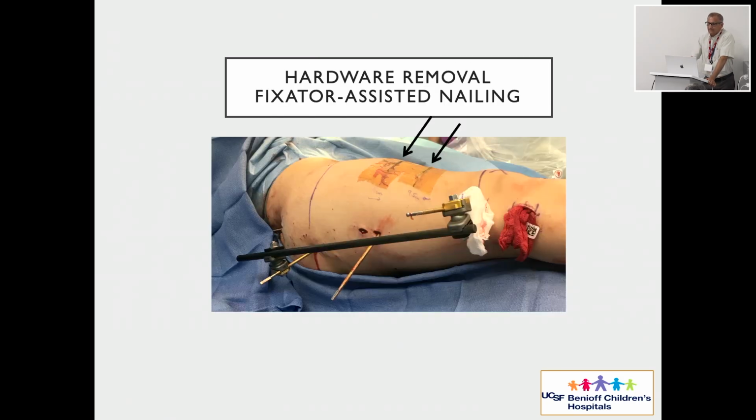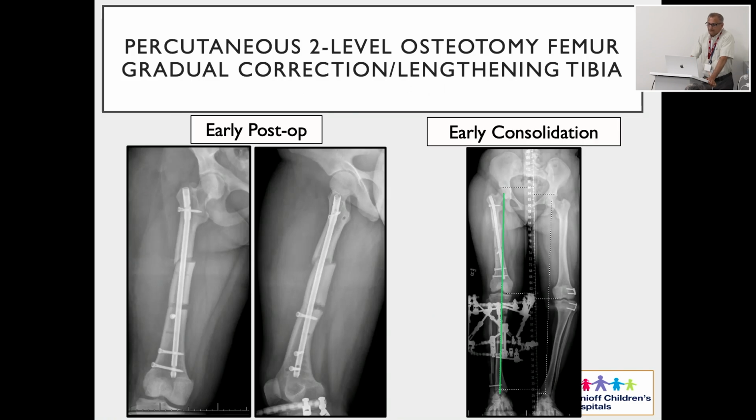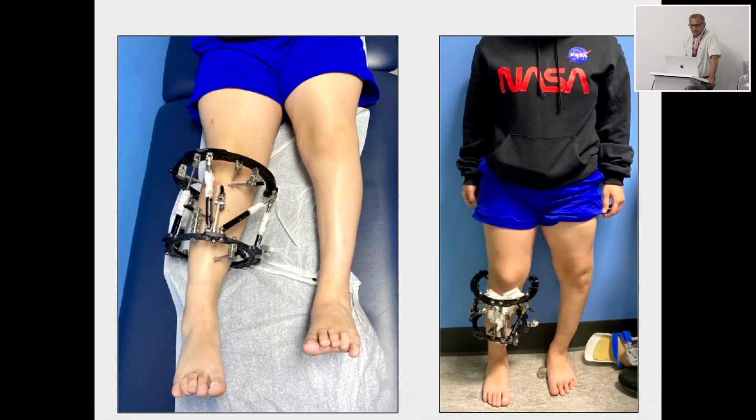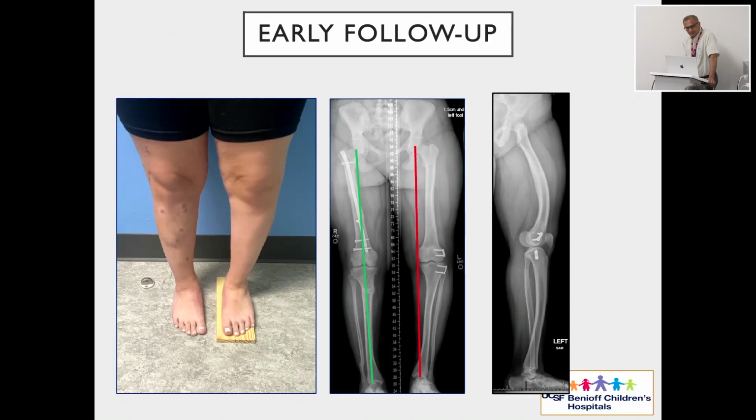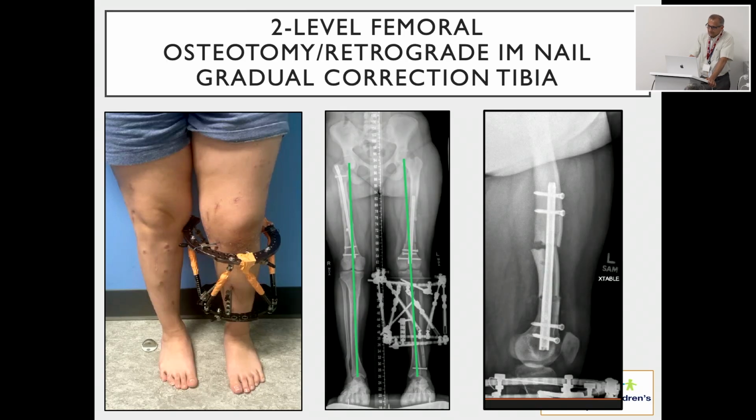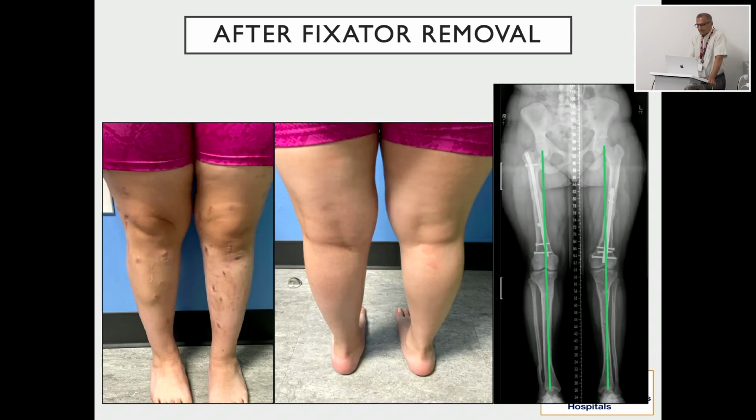So fixator-assisted two-level correction. You corrected in both planes and then did gradual correction of the tibia with some lengthening. And then on the other side, she wasn't that bad, but she was in a little bit of varus despite what the bone looks like. If you did all the analysis, it's a two-level deformity. And then a significant procurvatum on the distal femur, a little bit in the tibia. So here, instead of going antegrade, we went retrograde and then did gradual correction of the tibia. So I think the point is you could achieve this so many different ways, but you just have to think about how to do it.